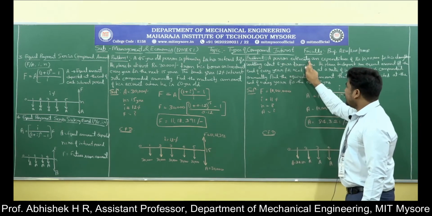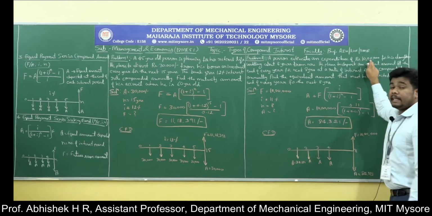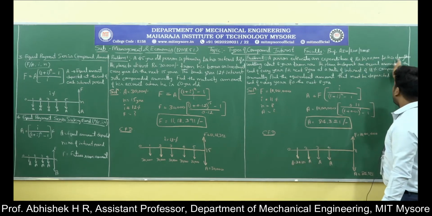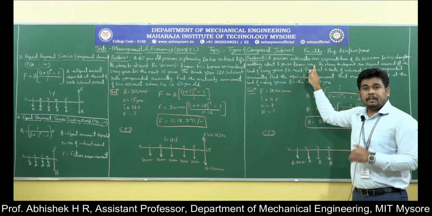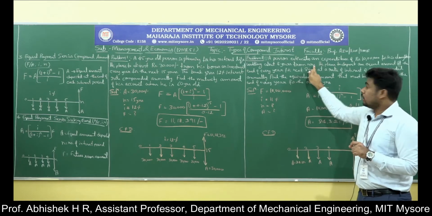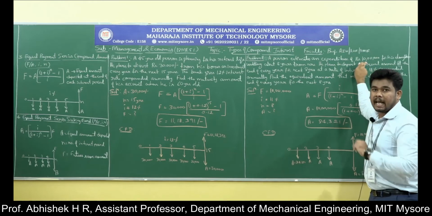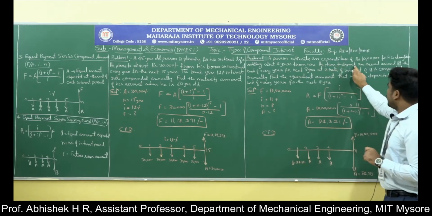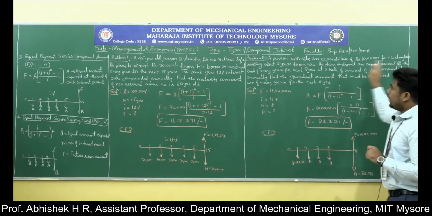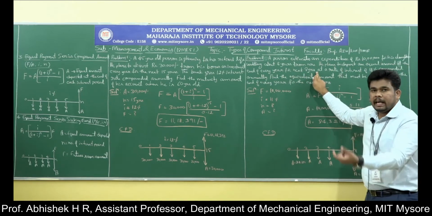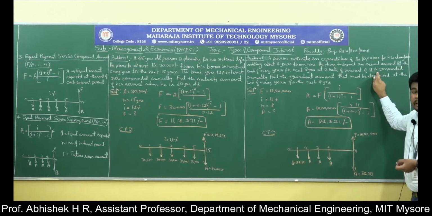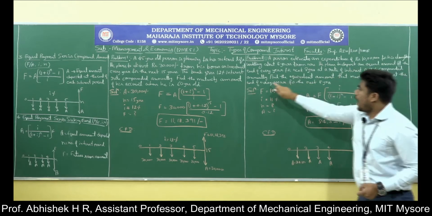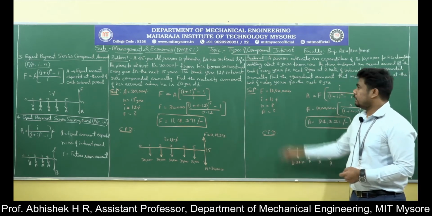A person estimates an expenditure of rupees 10 lakhs for his daughter's wedding about 8 years from now. So 8 years from now he is planning his daughter's wedding, with an expenditure of rupees 10 lakhs. He plans to deposit an equal amount at the end of every year for the next 8 years at a rate of interest of 11%, compounded annually. Compounded annually, this is important.